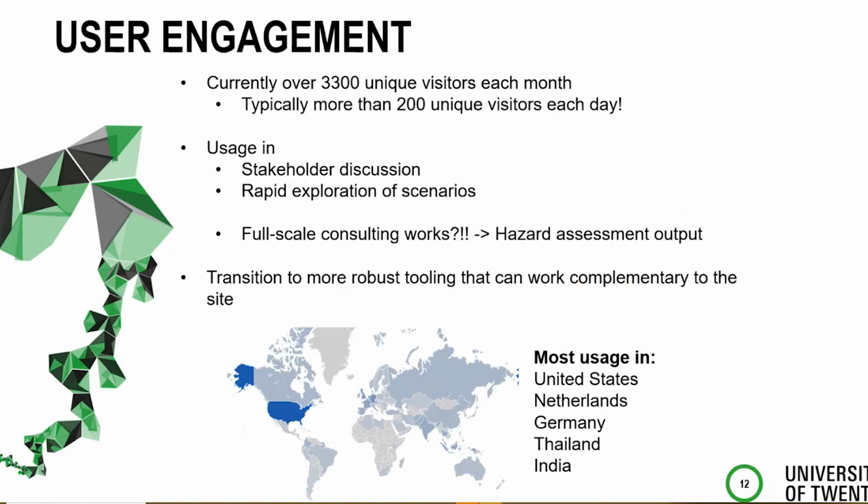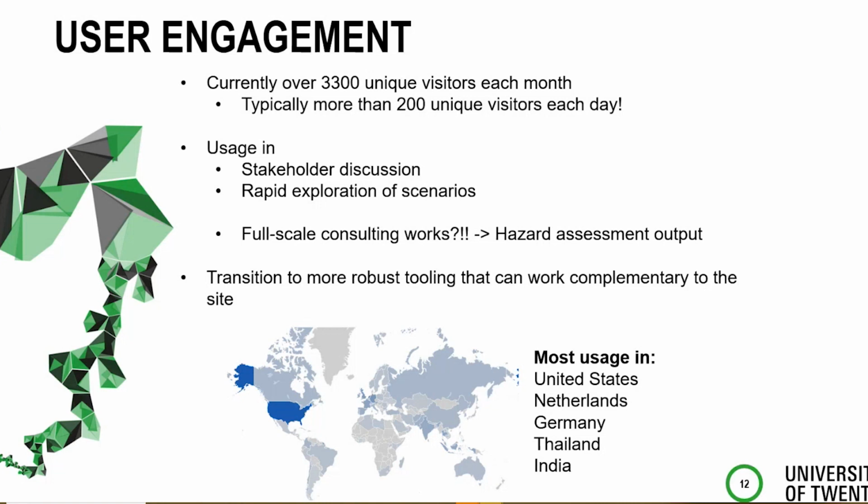Now, this tool has been in a usable state online for, I would say, 1.5 years. We're currently getting about 3,300 unique visitors each month, typically a bit more than 200 unique visitors each day. It varies, of course. It has been really exciting. It's cool to make stuff that people end up using. I was at EGU last year, and people came up to me saying, "I've been using your website." I had no idea, which is amazing to hear. They're using it in stakeholder discussion, a rapid explanation of scenarios. That's sort of what we envisioned.